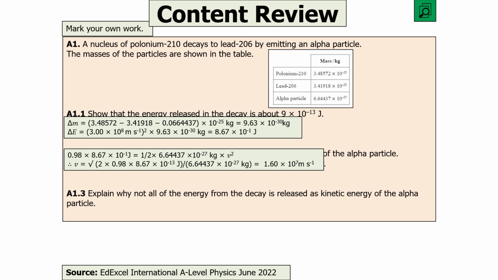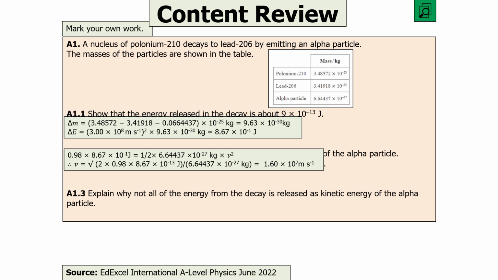So therefore 98% of that, so multiply that by 0.98, equals the kinetic energy, a half mv squared. We know the mass of the alpha particle. You can work it through. It's the mass of 2 protons plus 2 neutrons. Work it through, get v to be the subject, and v equals 1.60 times 10 to the 7 meters per second.